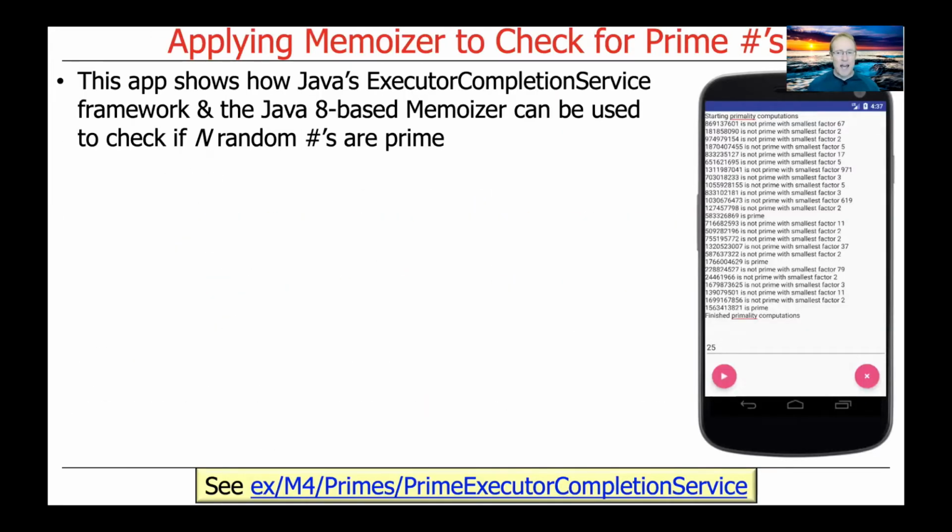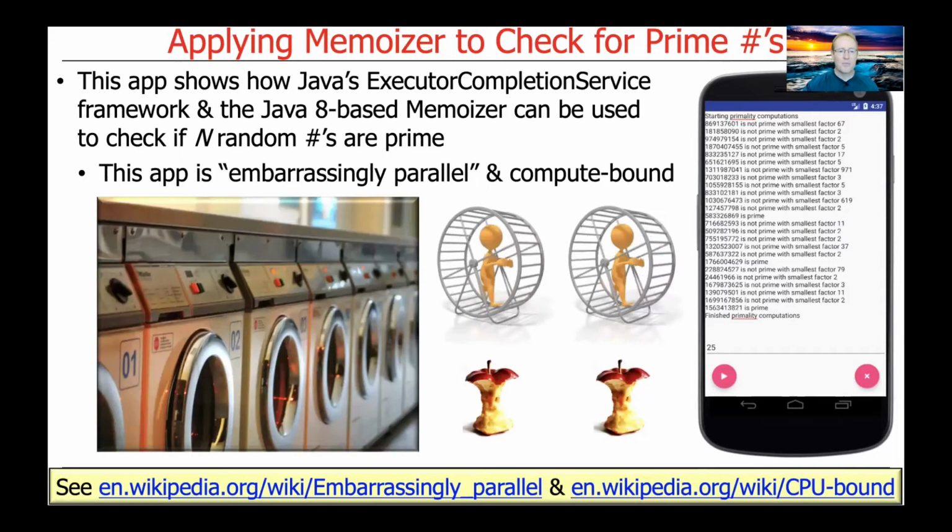So just a quick recap. You probably remember this by now because we've talked about it multiple times. But basically the app that we're running here is going to check to see if n randomly generated numbers are prime, and it's got a GUI interface. You can download and run this app. It's really cool. And this particular one uses the Executor Completion Service and this modern Java Memoizer.